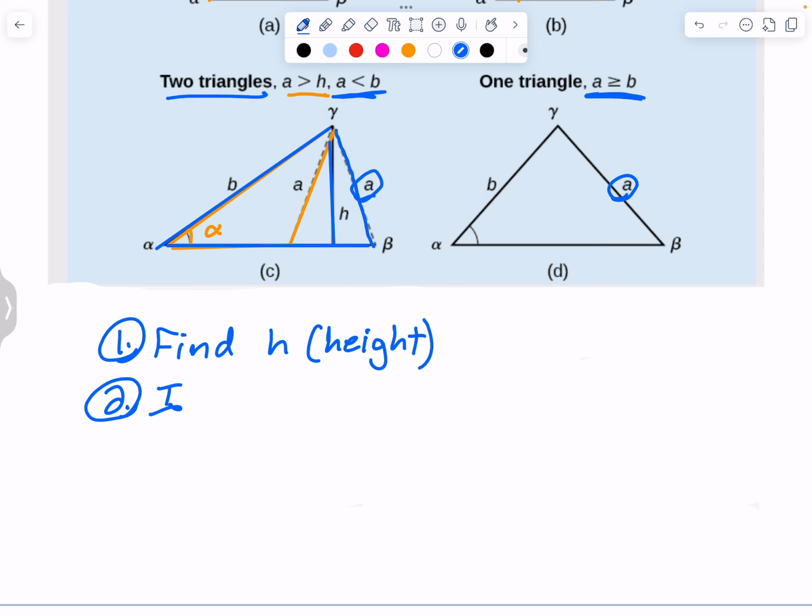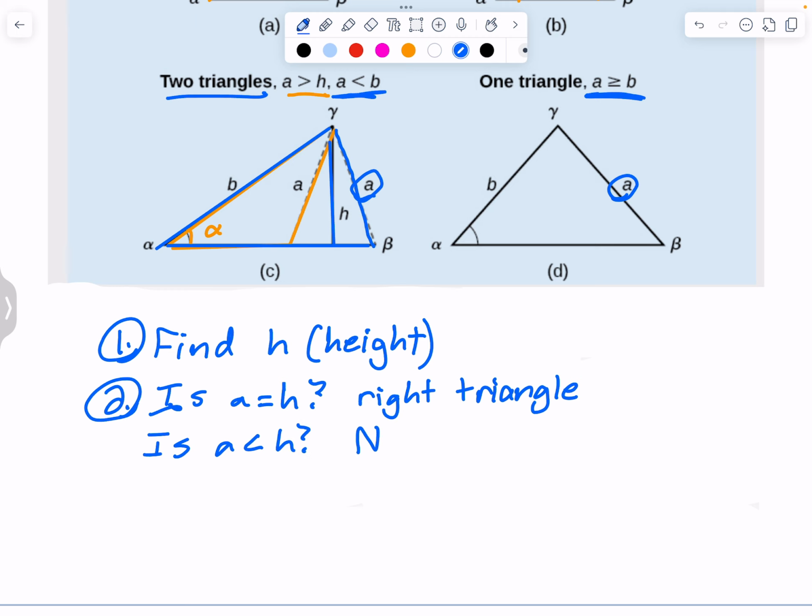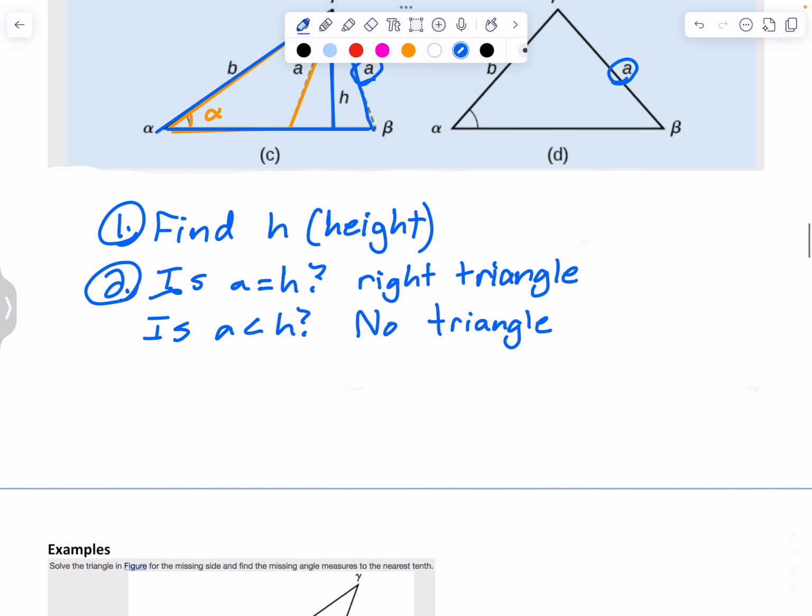Is A equal to H? If that's the case, right triangle, right? Is A less than H? If it's less than H, then no triangle. All right, those are our H.